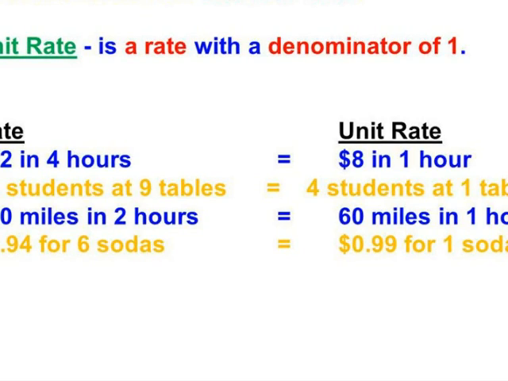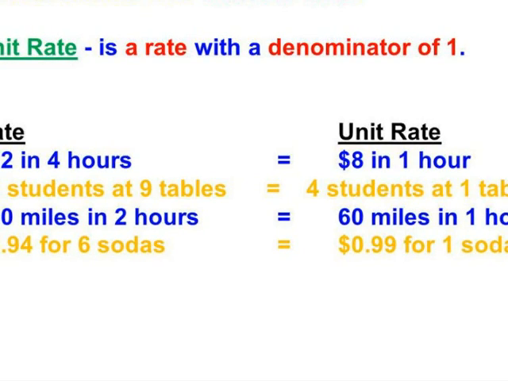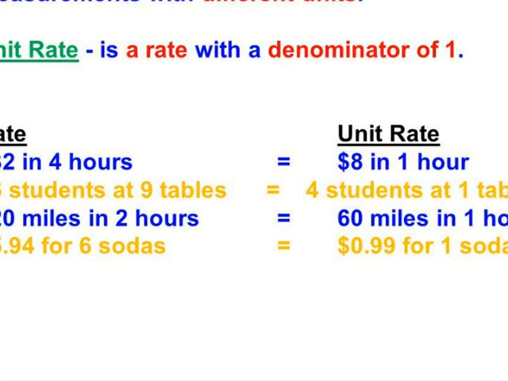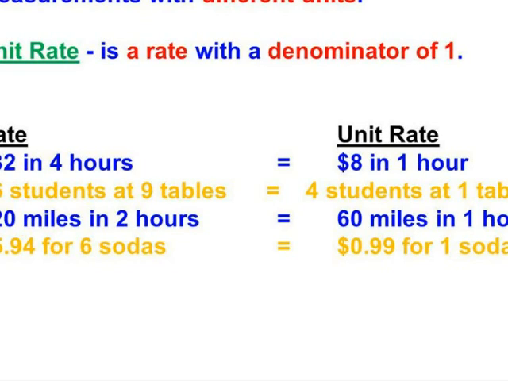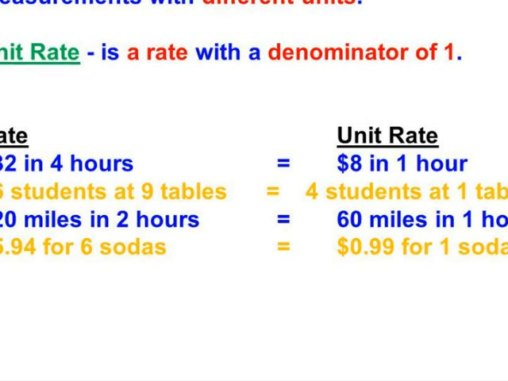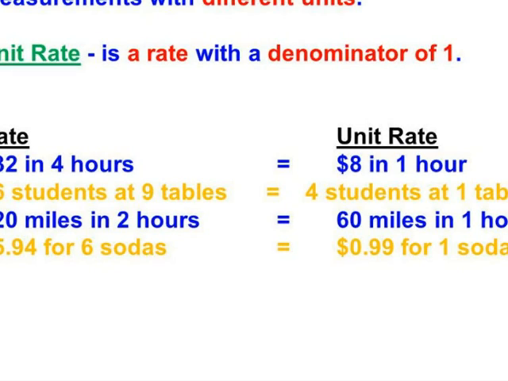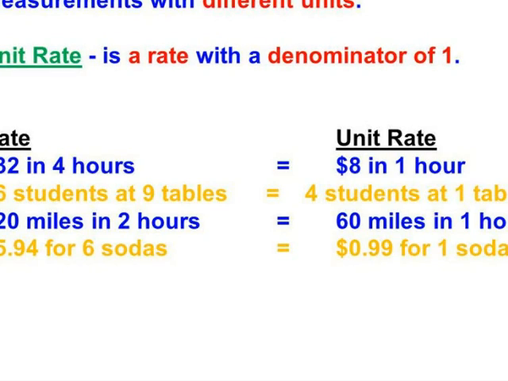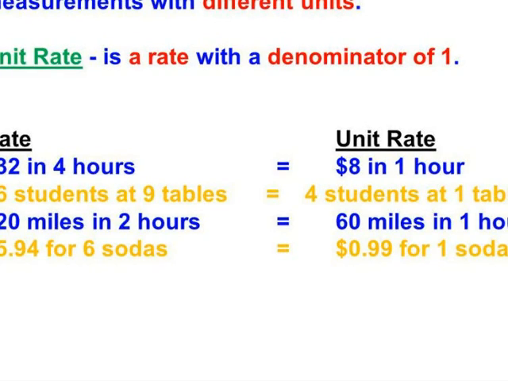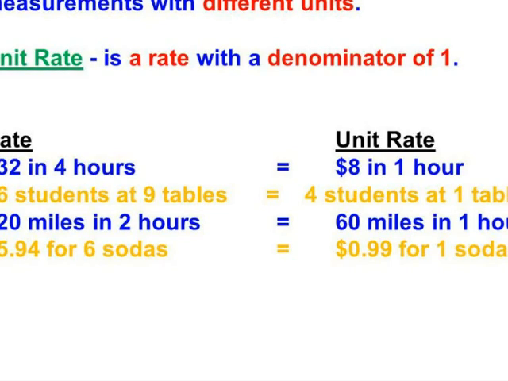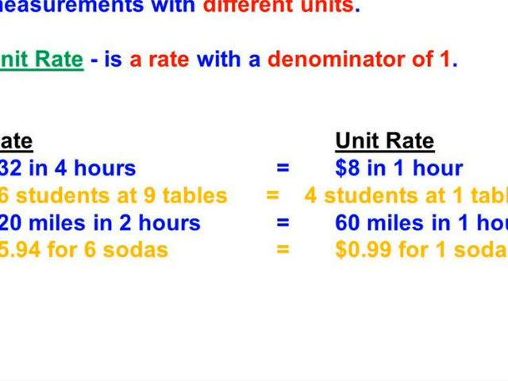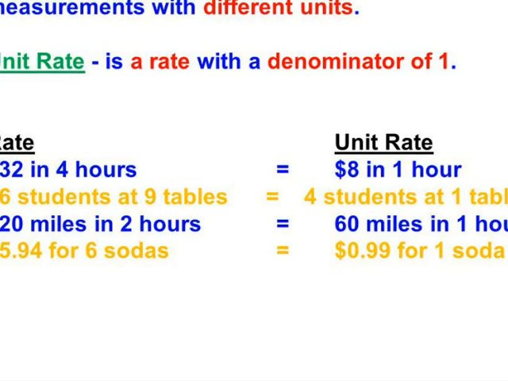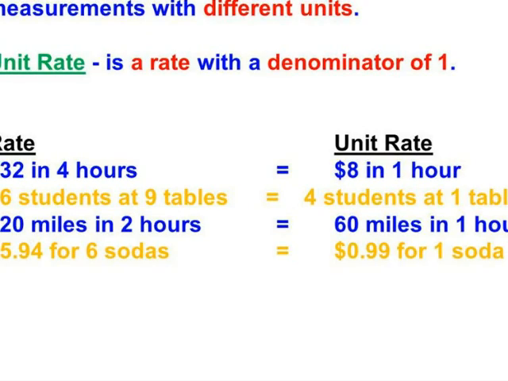Rate: $32 in 4 hours. Okay, notice we're comparing dollars against hours. So the measurements or the units are different, dollars and hours. All right, that's a rate. Now, the unit rate is going to be $8 in 1 hour, because what we did here was divide 4 into 4 to get 1 and divide 4 into 32 to get 8, because you want to make sure that the denominator is 1. And the only way to get your denominator to be 1 is to divide that number in the denominator by itself.